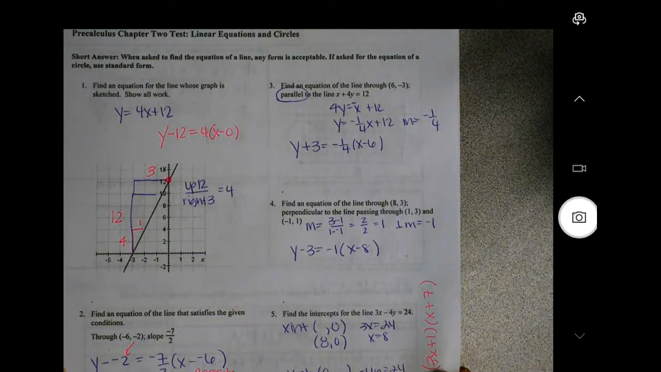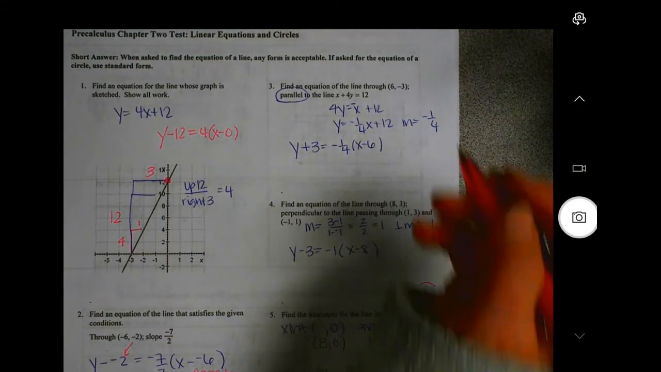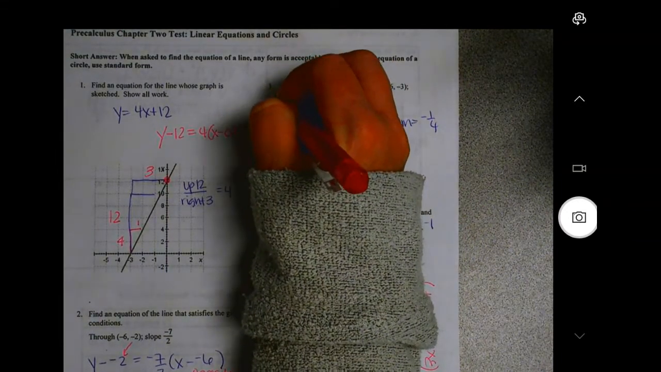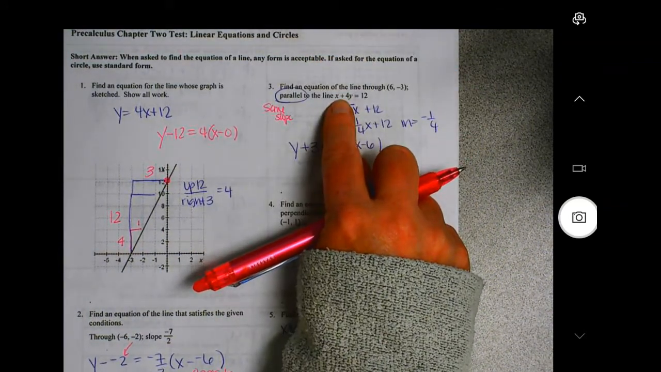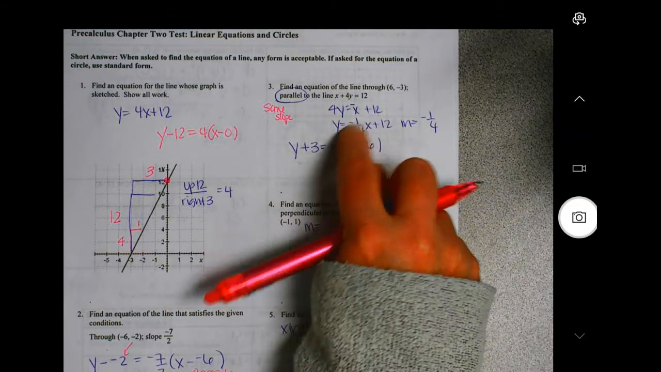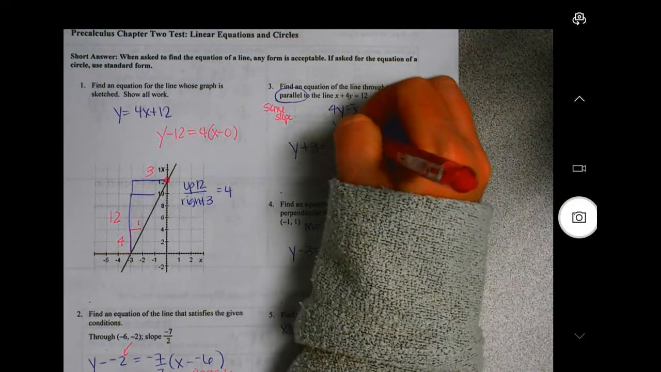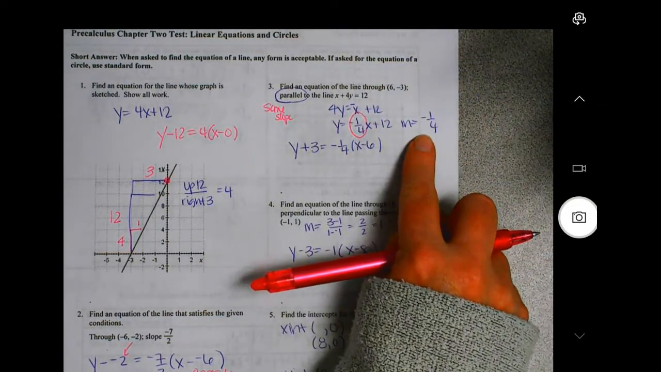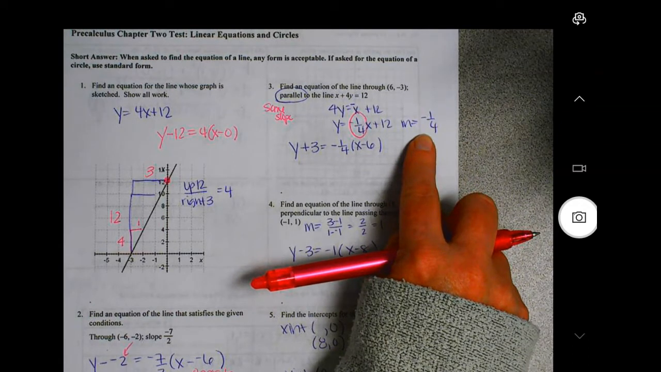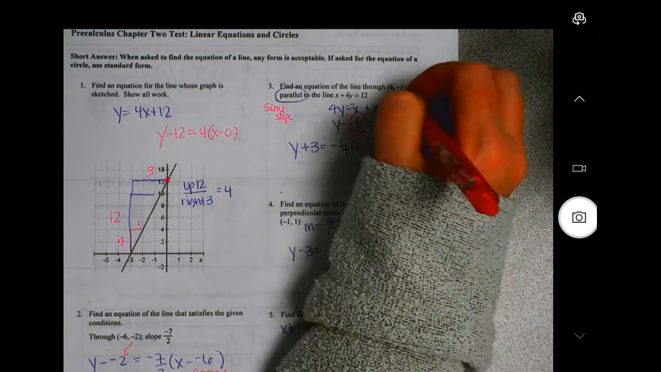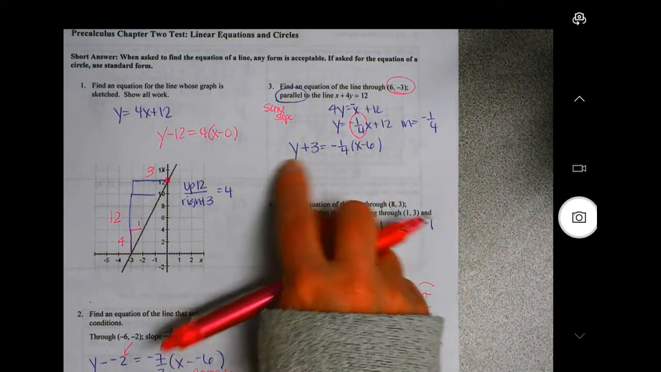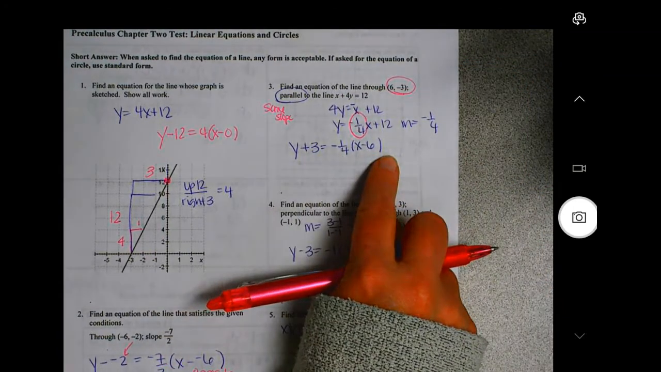This one, number 3, said parallel to. Parallel means the same slope. So first we had to find the slope for our first line. And I rewrote mine. I took a couple steps. I found the slope. I made a note to myself. Slope is negative 1/4. And then I put the slope and the point they asked me about into the y minus y, slope, x minus x.